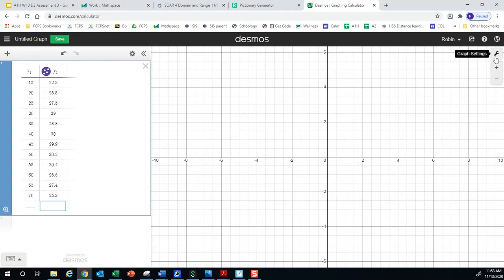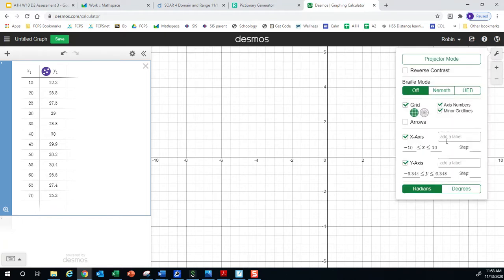So what I want to do is go in here and adjust the graph settings. And I can do a lot of things in here. For one, I can label the axes, which might be a good idea. The x-axis represents speed in miles per hour. Whoops, miles per hour. And the y-axis represents the fuel economy, fuel economy in miles per gallon.